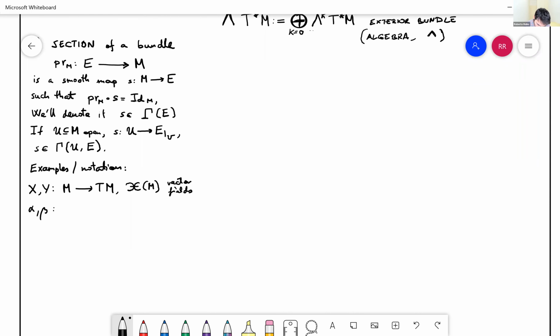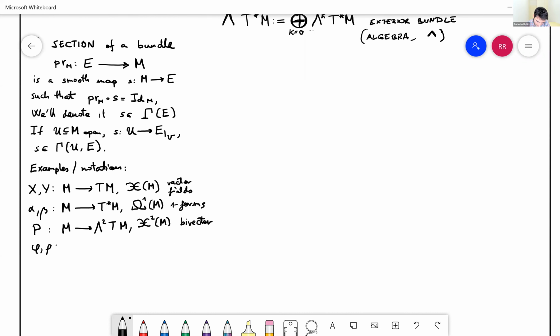When I have sections of the cotangent bundle, I will denote them by Ω¹, and these are just one-forms. If I have a section of this wedge 2 of TM, I will denote it by this symbol, and this is just a bivector field. I will just call it a bivector. And if I have, say, φ or ρ, a section of this very big bundle, this will be denoted by Ω^•, and this is just a form.